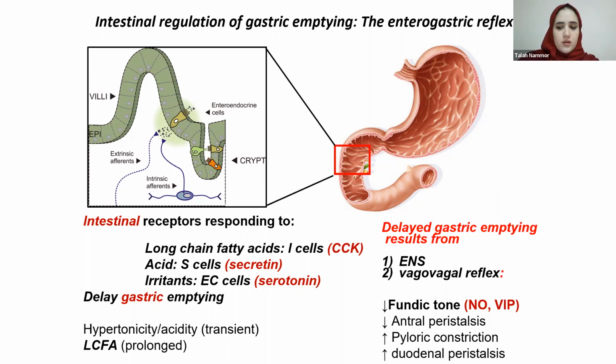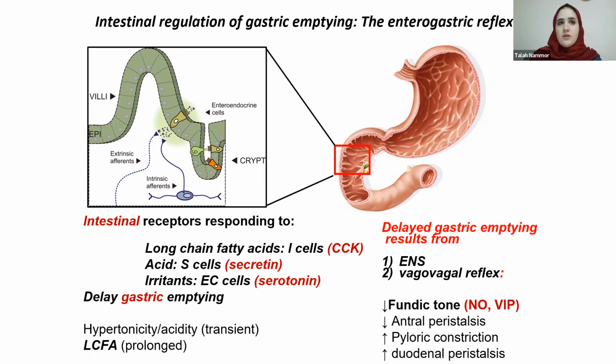Okay, so let's go step by step. We want to inhibit gastric emptying. Why do we want to inhibit gastric emptying? Because the duodenum has food already. We don't want more food, okay? So we don't want food to come. We have the food there.